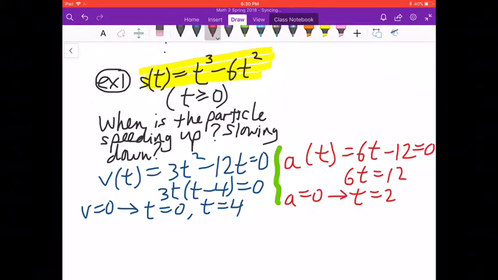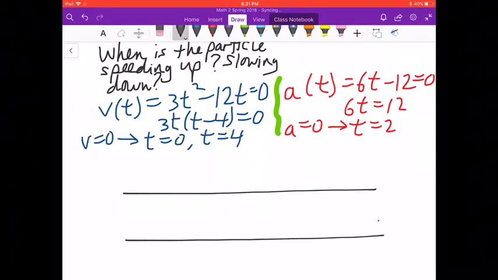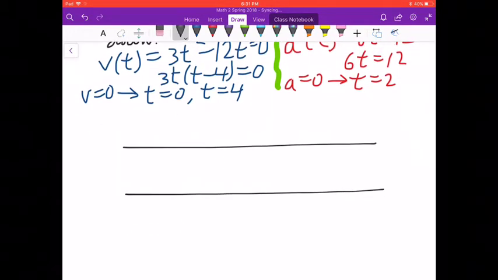Okay, so now it's time to bring these two together on a sign chart. So we'll start with a number line like so. And we'll put another one down low like this. And the first one we're going to call v of t. The second one is a of t. And underneath that is t. So here we go.